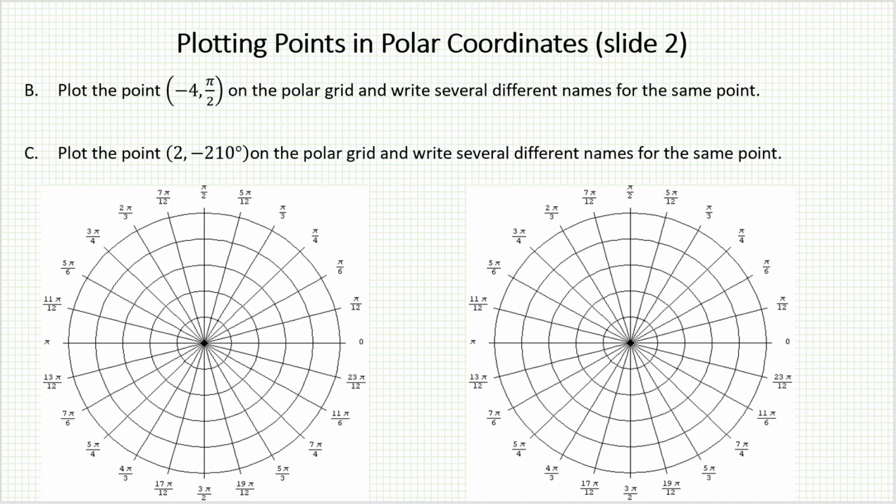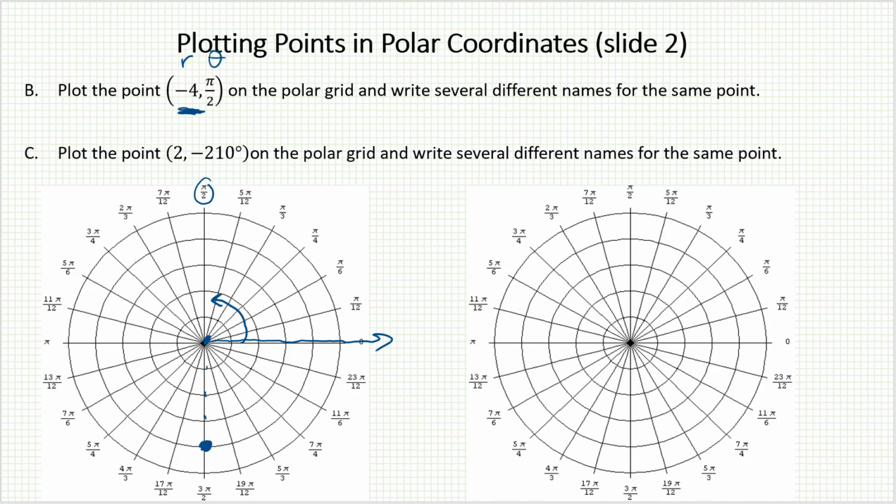We want to plot the point -4 comma pi over 2. So r and theta: I start at the origin, facing the positive x-axis. Pi over 2 is positive, so I'll rotate counterclockwise. I'm now facing pi over 2, standing at the origin, looking up at it. Am I going to start walking toward it? No, I'm not, because my r value is negative, so I'm going to walk away from it. I'm going to walk backwards 1, 2, 3, 4 spaces. Here would be the point -4 comma pi over 2.